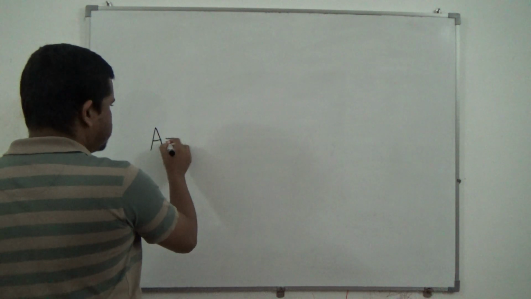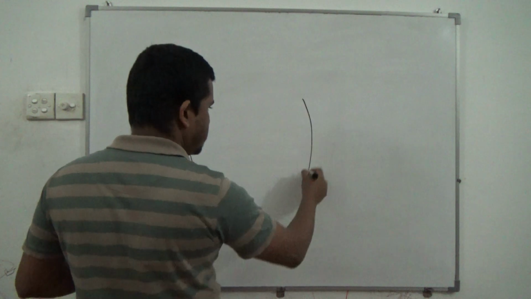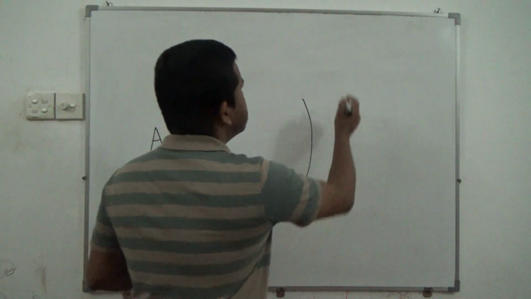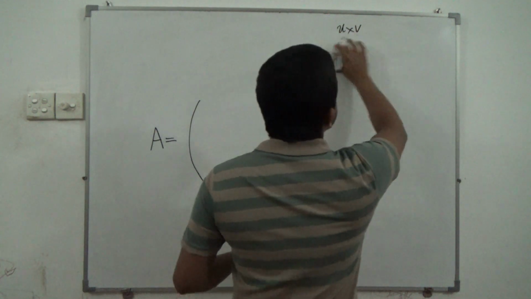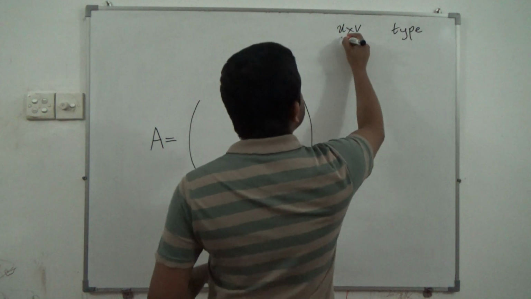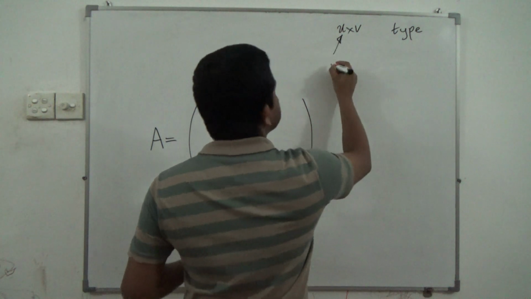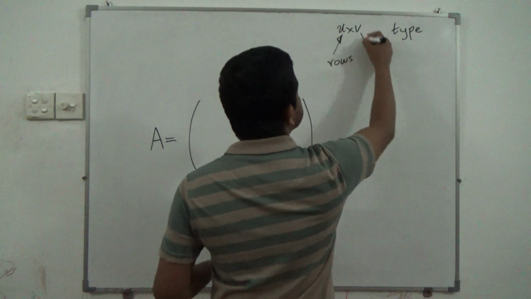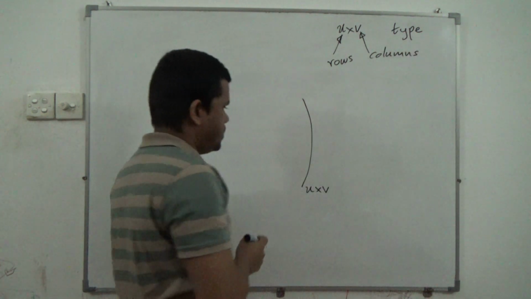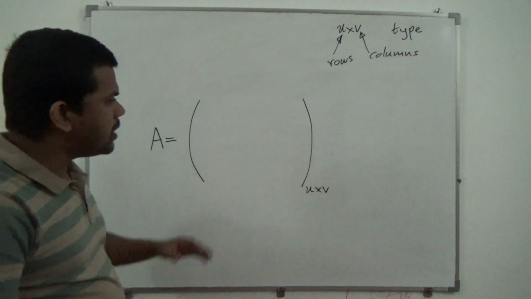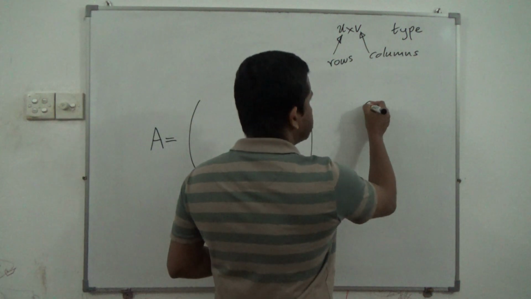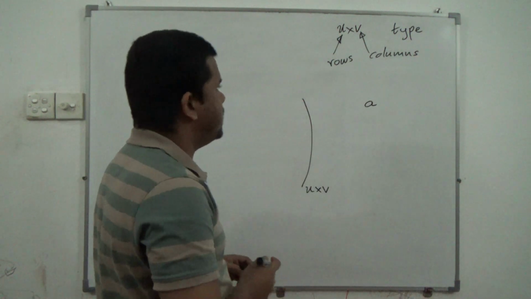A is our matrix. Now we write it like this, and here we specify U cross V. This U cross V we call the type of the matrix. Here U stands for the number of rows of the matrix and V stands for the number of columns of the matrix.